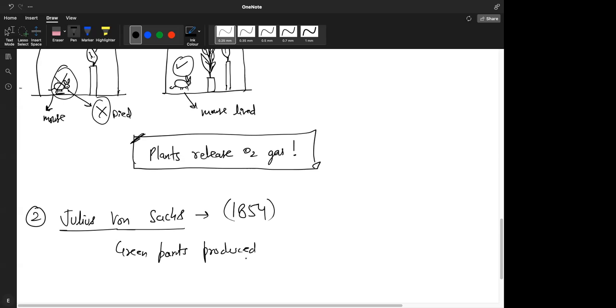Actually, he figured out that green parts of the plant produce starch. You all do this experiment in schools. I don't know if you do it now or not, but when I was in school, they made us take a leaf attached to the plant, cover one leaf with black paper and keep the other as it is, and let the plant grow for 3-4 days. So one leaf is constantly covered for 3 or 4 days with black paper, and the other leaf is exposed to the sunlight. And after that, you do the iodine test for starch.